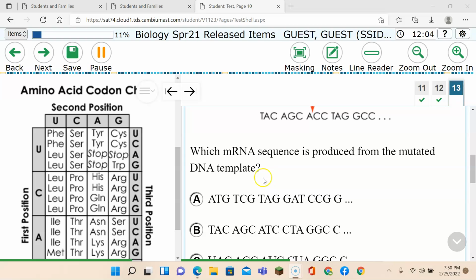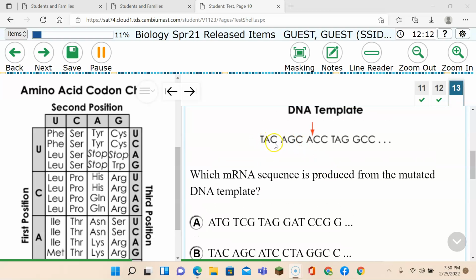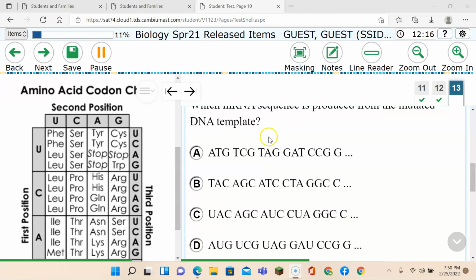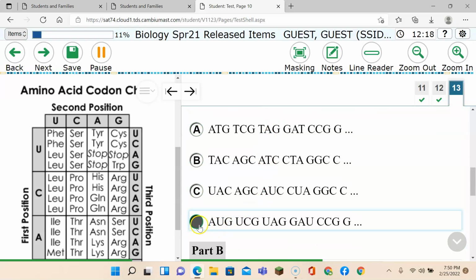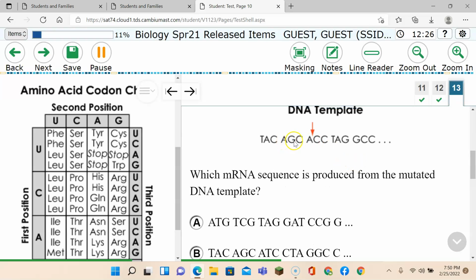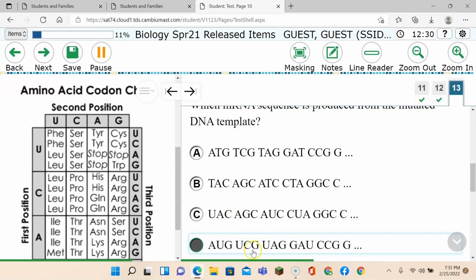So let's go here. Which messenger RNA sequence is produced from the mutated DNA template? Well, if we start off with TAC, trees to apples, apples under garage, cars, it would be AUG. So that's D. That's got to be our answer. But because there's nothing else that begins with AUG. But let's follow what's happening here. So AGC would be UCG, which would be here.